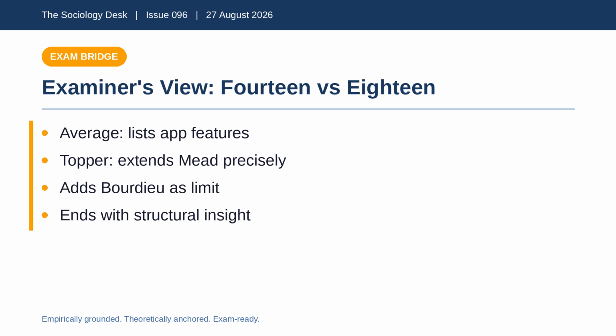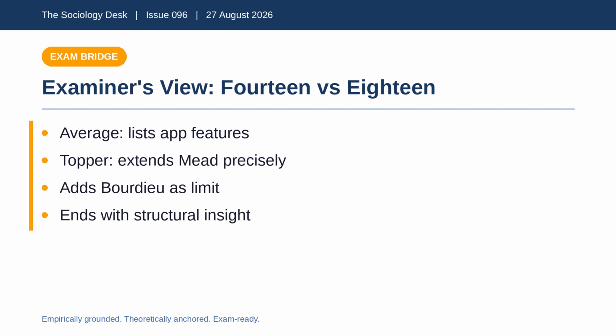Second, it brings in Bourdieu's capital to explain why the platform economy is not a level playing field. That is, your counterthinker move establishing structural limits. Third, it closes with a genuine insight, something like, digital self-fashioning launders offline inequality into apparently meritocratic online success. That is a sentence an examiner remembers.